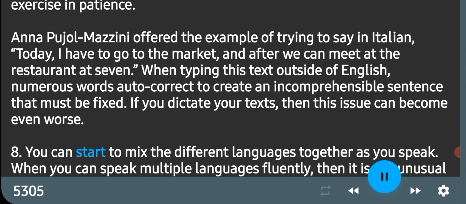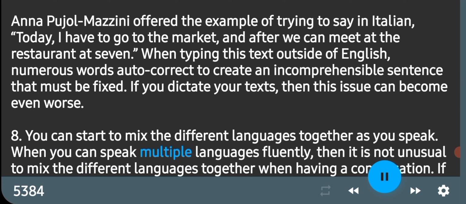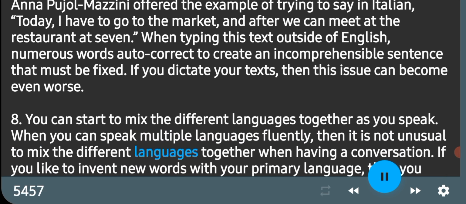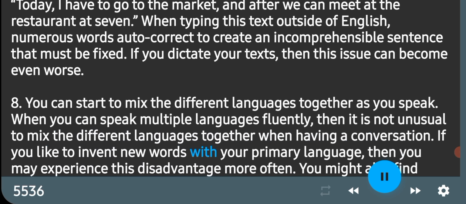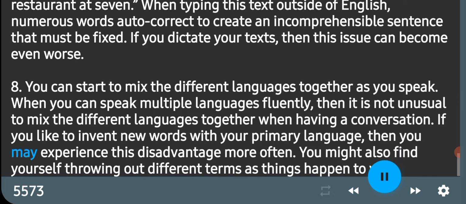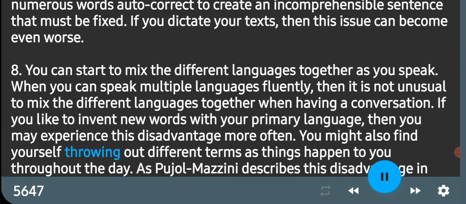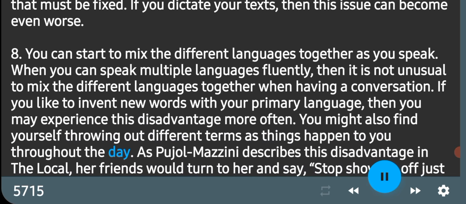8. You can start to mix the different languages together as you speak. When you can speak multiple languages fluently, then it is not unusual to mix the different languages together when having a conversation. If you like to invent new words with your primary language, then you may experience this disadvantage more often. You might also find yourself throwing out different terms as things happen to you throughout the day.